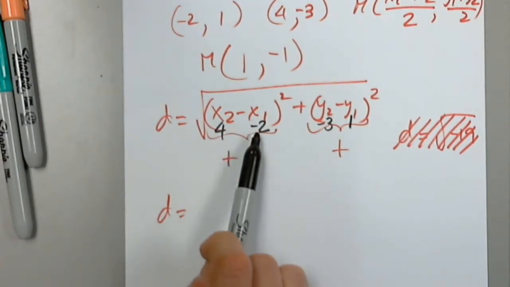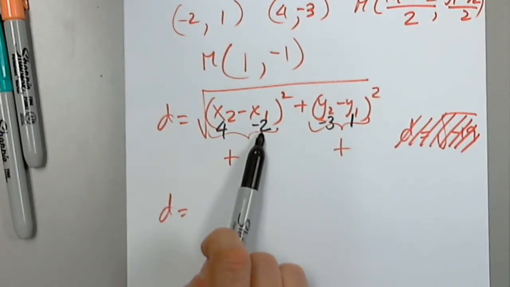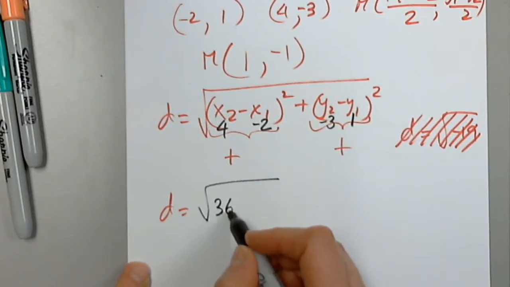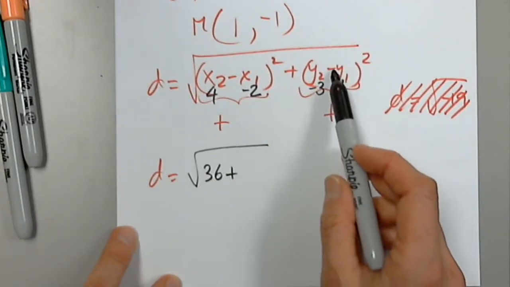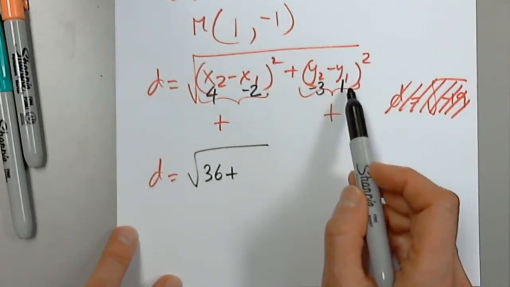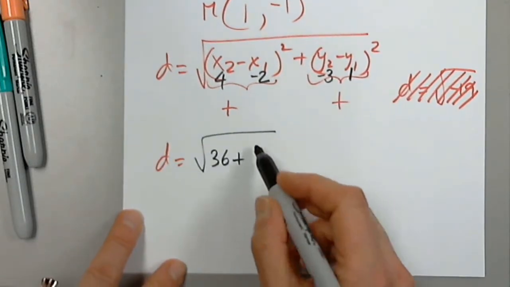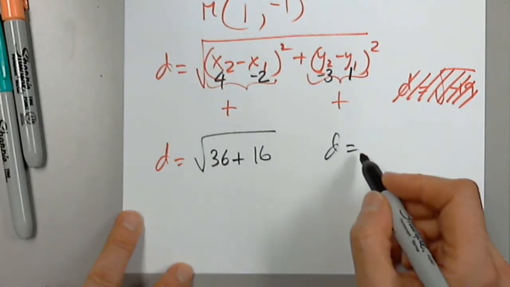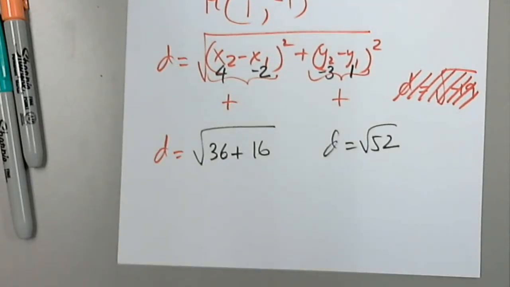4 minus -2, 6. 6 squared. Awesome. Plus -3 minus 1, -4. -4 squared, 16. That's it. So 36 plus 16. So it is the square root of 52. If you want to approximate it, you can.